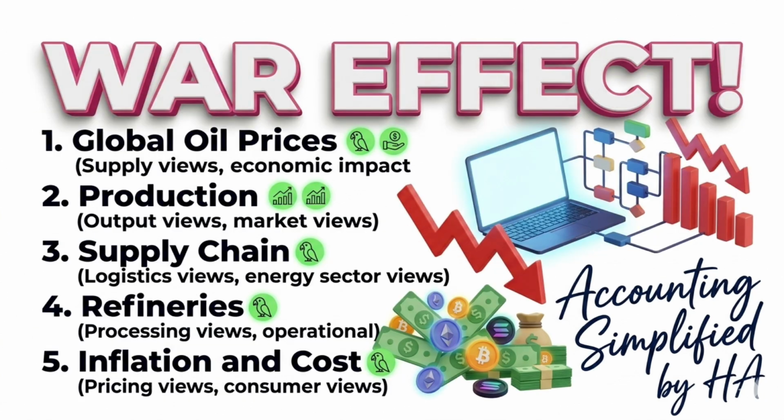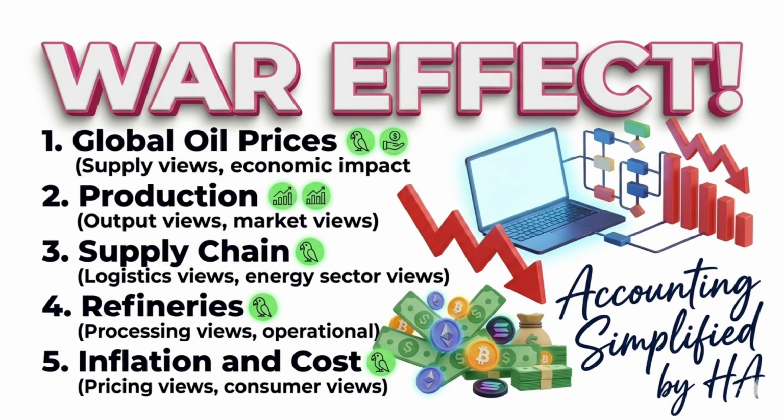Next, we must analyze the effect on crude oil and inflation. Point 1. Global oil prices. War threats impact supply immediately, affecting the global economic supply chain. Point 2. Production output from the region is at risk, which the energy sector watches closely. Point 3. Supply chain. Logistics become complex and expensive, increasing energy cost. Point 4. Refineries. Processing and operational capabilities could face disruptions.